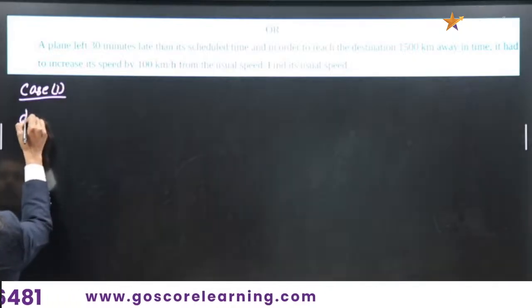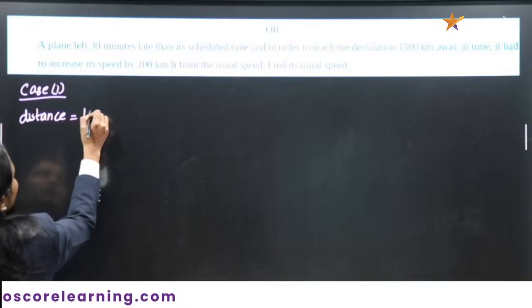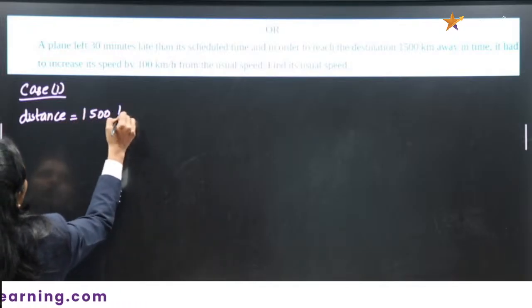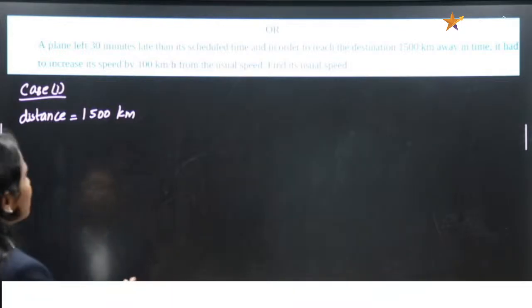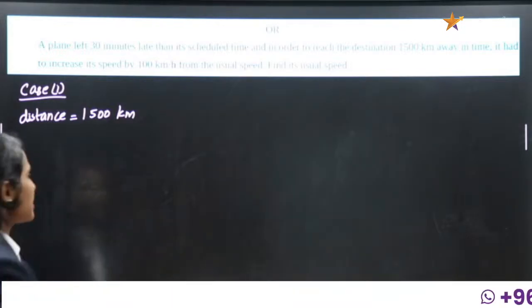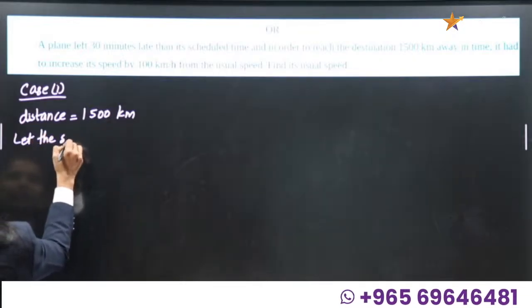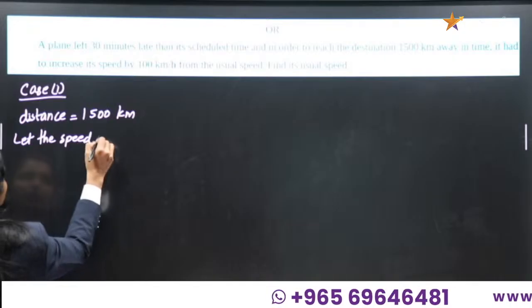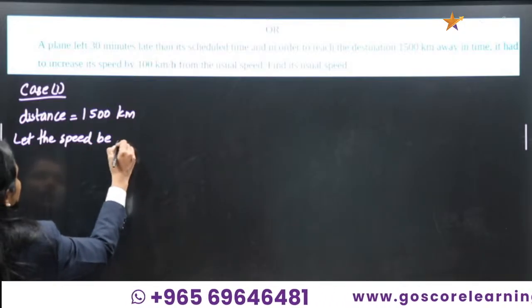In case 1, first thing, distance is 1500 kilometers. Now speed, we don't know what the speed is. So let the usual speed be x. We are taking the speed as x.